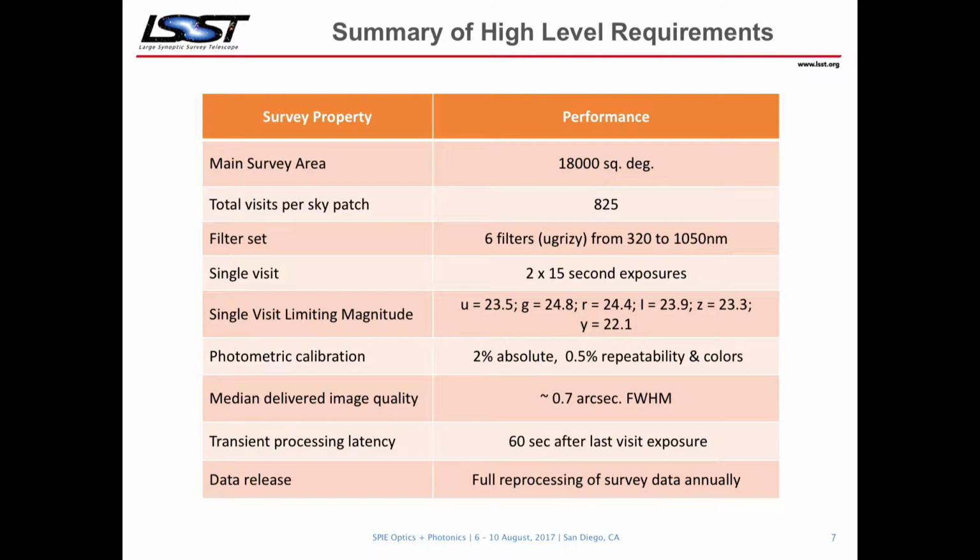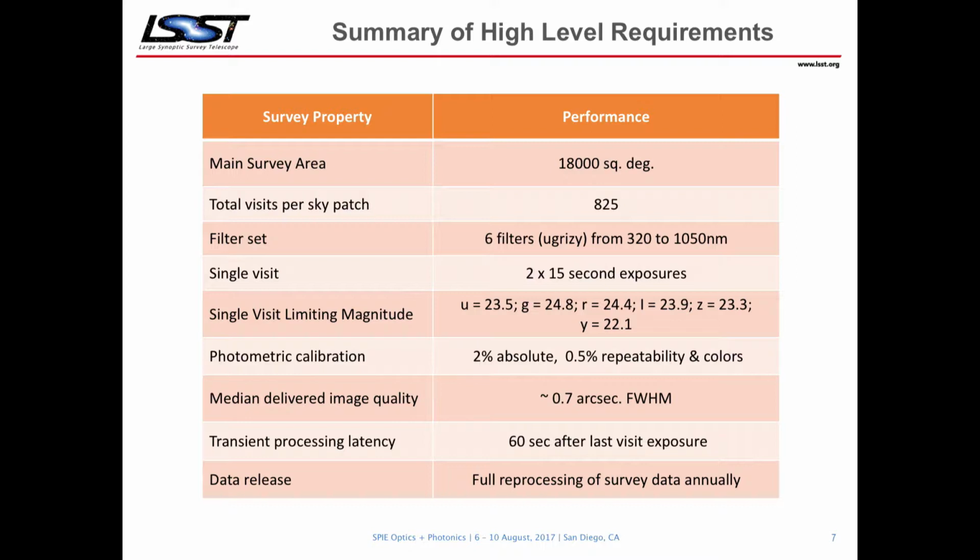We'll cover about 18,000 square degrees of sky. Each part of that sky will be covered a minimum of 825, that is 825 separate visits. A single visit corresponds to a pair of two 15-second exposures separated by a 4-second readout. We'll do this in 6 different colors, 6 filters, what are called UGRIZY, which cover the entire optical band from 320 nanometers out to beyond a micron.